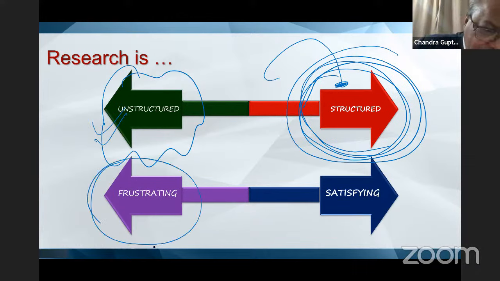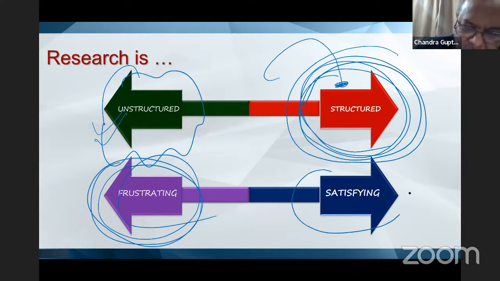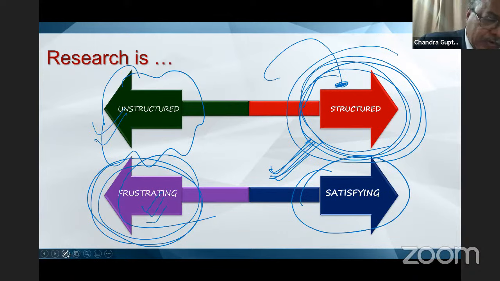Research is frustrating and satisfying. There will be times when you feel trapped, that your life was better before research, but at the end of the research you will be fine. You will find that you are at the top of the world. The kind of satisfaction you are going to get will be totally unmatched. So it's satisfying, but at times it's frustrating. And you have to live in these extremes when you do the research.